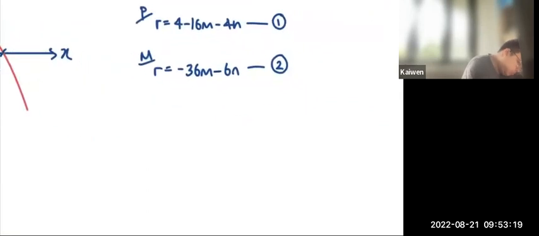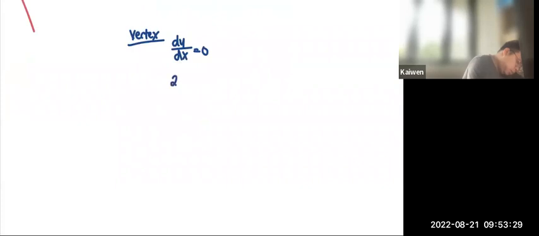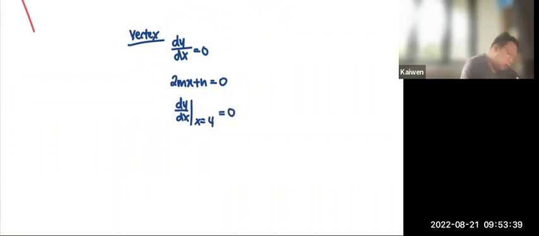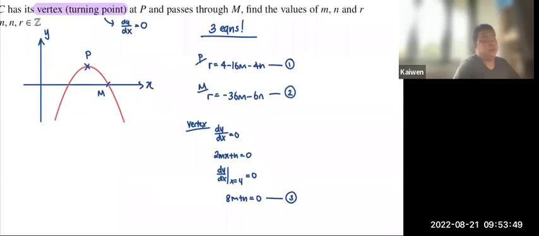So what I'm going to do is, first thing, we're going to claim the vertex. So we know that dy/dx is equal to 0. This means that 2mx plus n equals 0. We have that dy/dx when x is equal to 4 is equal to 0, and we have a new equation, 8m plus n equals 0. Equation 3. So we have three equations now of three different unknowns. You just need to perform your simultaneous, and then you will get out your answer.